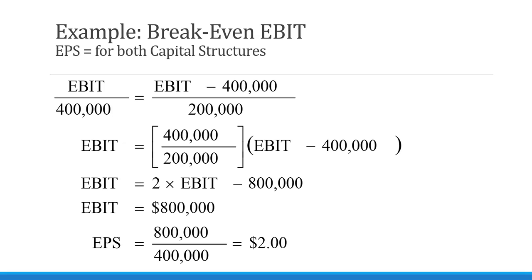So what is the point where our earnings per share is equal under both capital structures? We solve for our earnings before interest and taxes, and what we find is that our break even is at $800,000. At an earnings before interest and taxes of $800,000, the earnings per share is $2 under either capital structure. At that point, it doesn't change our shareholder value if we take on the new capital structure, if that is what our net income profile looks like.